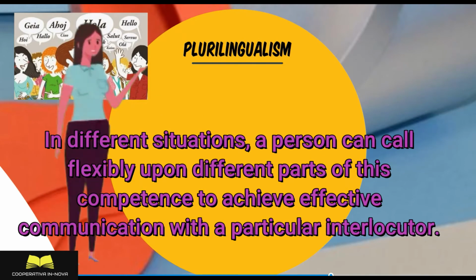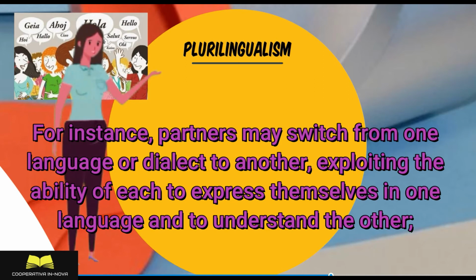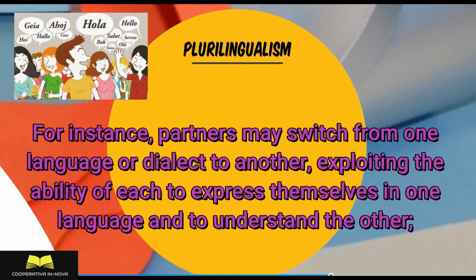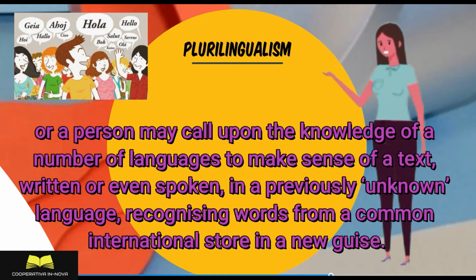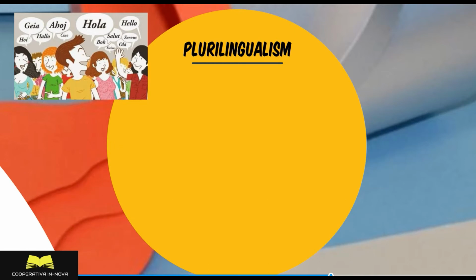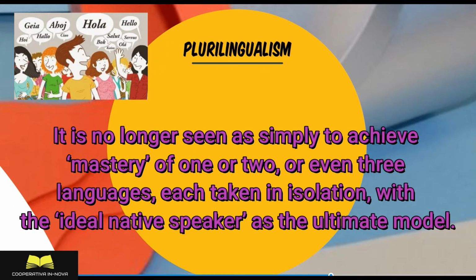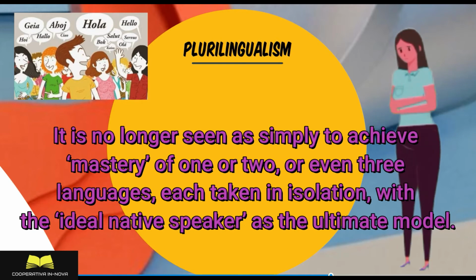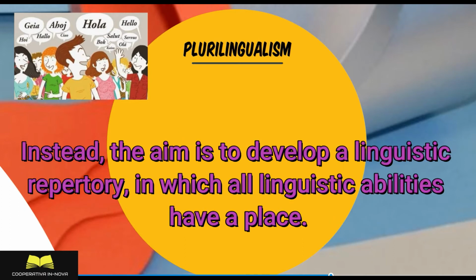In different situations, a person can call flexibly upon different parts of this competence to achieve effective communication with a particular interlocutor. For instance, partners may switch from one language or dialect to another, exploiting the ability of each to express themselves in one language and to understand the other, or a person may call upon the knowledge of a number of languages to make sense of a text, written or even spoken, in a previously unknown language, recognizing words from a common international store in a new guise. From this perspective, the aim of language education is profoundly modified. It is no longer seen as simply to achieve mastery of one or two, or even three languages, each taken in isolation, with the ideal native speaker as the ultimate model. Instead, the aim is to develop a linguistic repertoire, in which all linguistic abilities have a place.